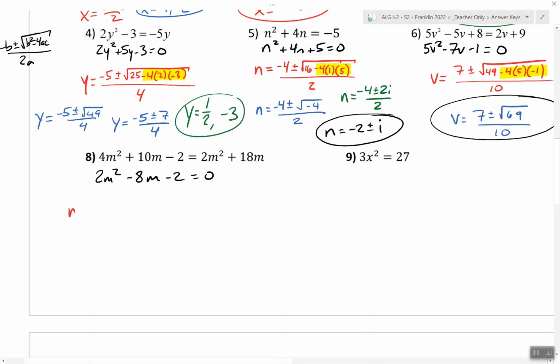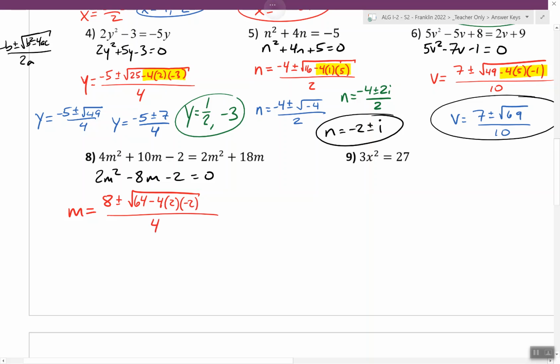So m equals negative b. So b here is negative 8. Negative b is positive 8. Plus or minus the square root, b squared minus 4ac. So b squared here is 64. Negative 8 squared is 64. Minus 4 times a, which is 2, times c, which is negative 2. All over 2a, and 2 times 2 is 4.